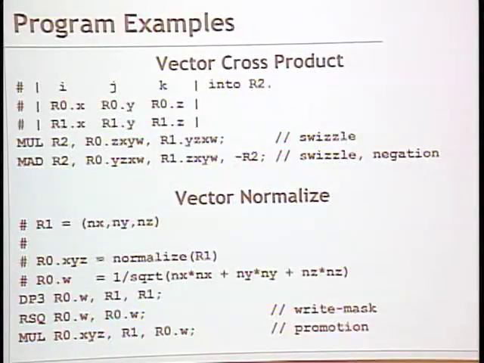Vector normalize takes 3. So we have a vector, and we want to make sure it's a unit vector. You take the magnitude of the vector, reciprocal square root, and then you multiply it through. And that'll make sure all those are normalized. These are things you're going to do in graphics fairly often, so you're going to make sure they're kind of fast.